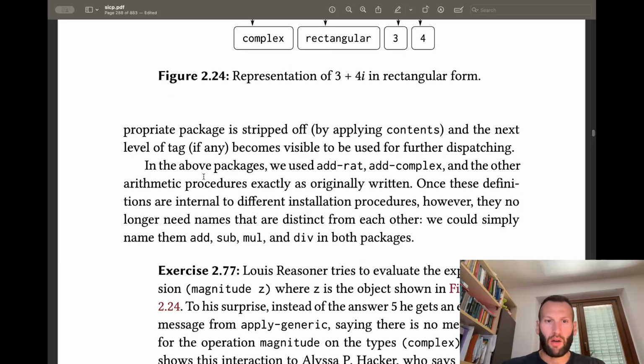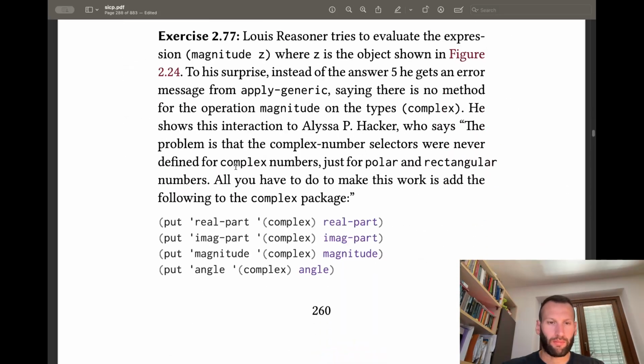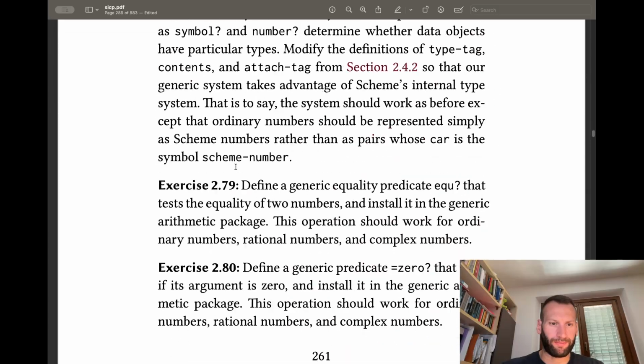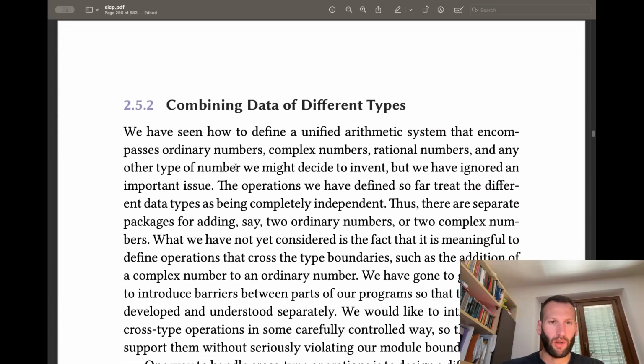straightforward. In the above packages, we use add-rat, add-complex, and the other arithmetic procedures exactly as originally written. Once these definitions are internal to different installation procedures, however, they no longer need names that are distinct from each other. And we could simply name them add, sub, mul, and div in both packages. Okay, bunch of exercises.